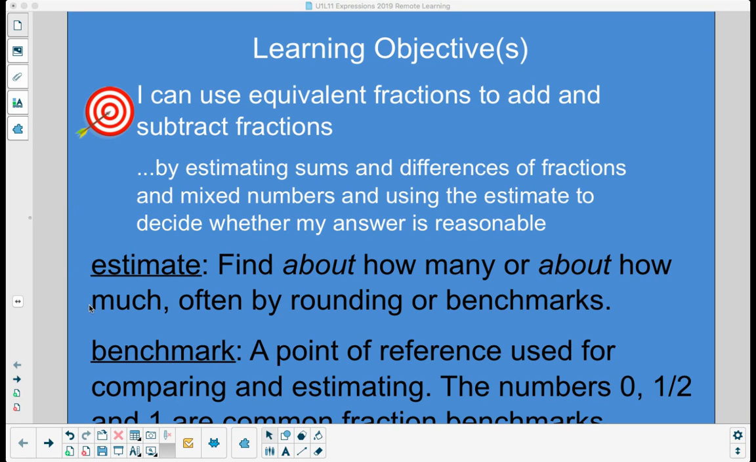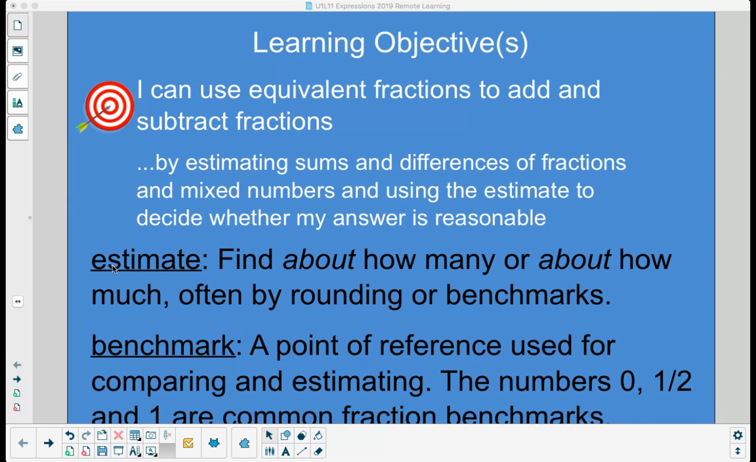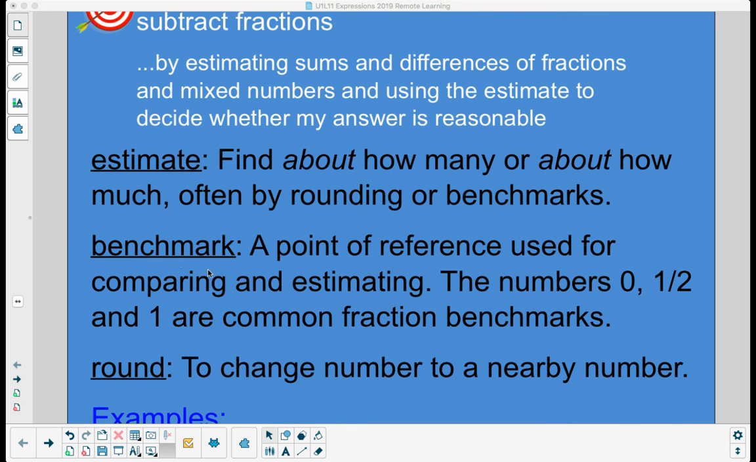Some key vocabulary that you should be able to understand is estimate. When you estimate, you find about how many or about how much, often by rounding or benchmarks. So when we're going to estimate a sum or difference, we want to know about how much it is. Benchmark. When we say benchmark, we're talking about a point of reference used for comparing and estimating. The numbers 0, a half, and 1 are common fraction benchmarks.